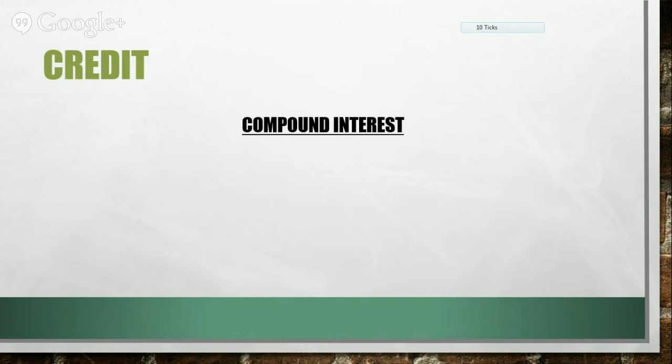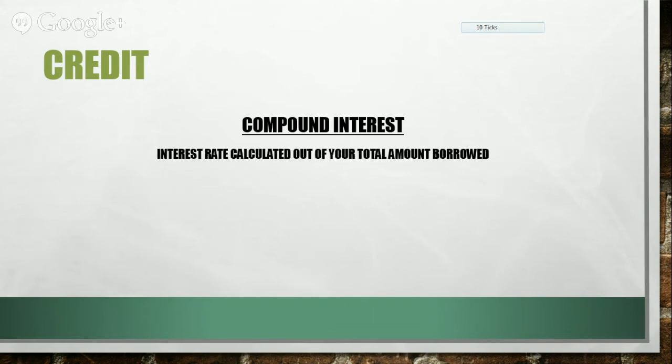Now the key component to understand is the compound interest. This is what gets you. Yes, the interest rate is extremely important. If it's high, it can kill you. If it's low, it might not. But what can always kill you is the compound interest rate. And I'm going to give you guys some examples. This is just the interest rate that is calculated out of the total amount that you borrowed plus the interest. So I know it sounds confusing, but I am going to try to explain it in numbers and in simplistic terms.